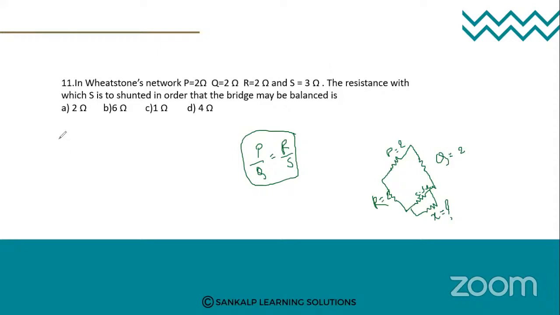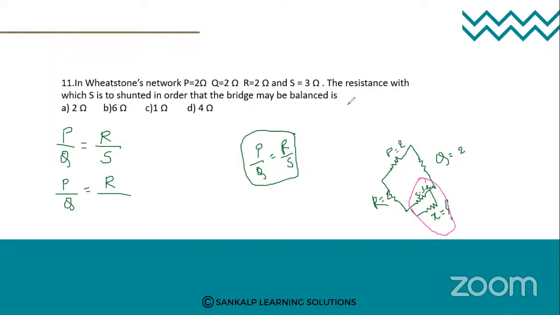Okay, so now see here how to do this. We are using the same concept. Here X is our unknown resistance which is connected at S, to be balanced. According to the Wheatstone network, the condition is P by Q is equal to R divided by S. Now for S, we are connecting a resistance. You can see they are in parallel combination. S and X are in parallel combination.